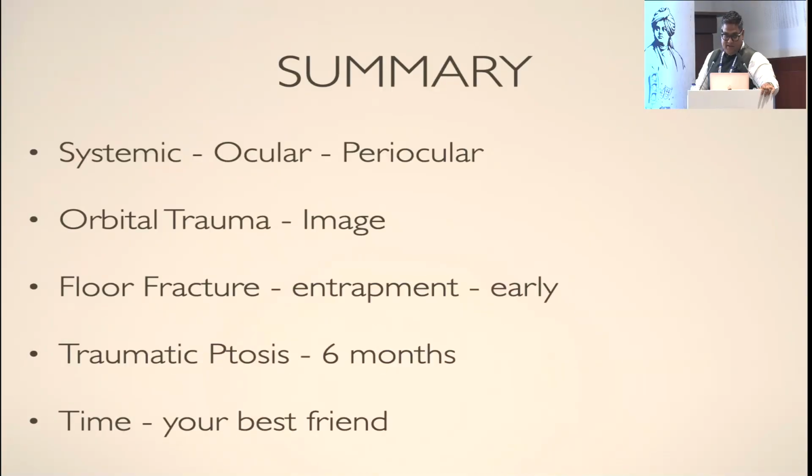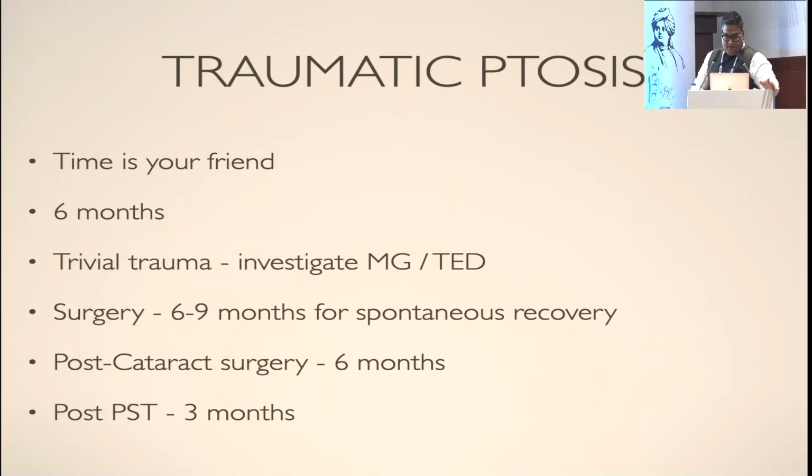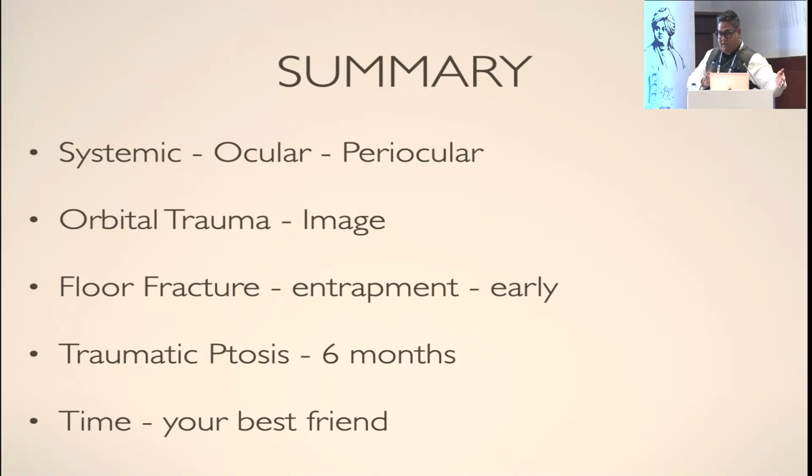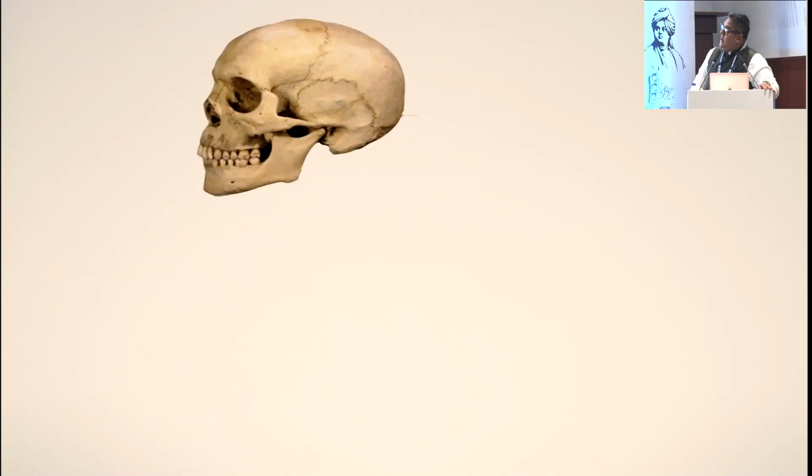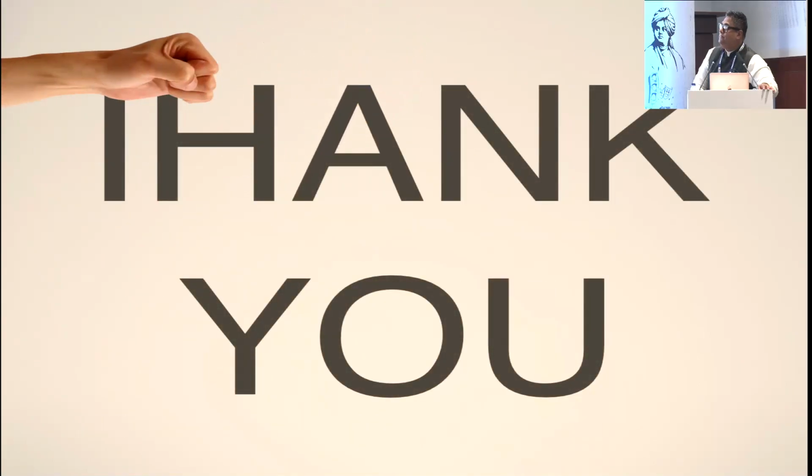So to summarize, systemically, we always go triage systemically, periocular and then periocular. In cases of orbital trauma, image immediately, which is CT scan, your choice of imaging. Traumatic ptosis is something you can wait and watch for 6 months, because in these cases, time really is your best friend. I'd like to thank you for your time.